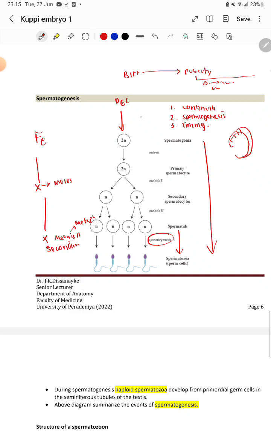So this whole process happens after puberty, like at the start of puberty. That is what kickstarts it all. But for females, it's a bit different.